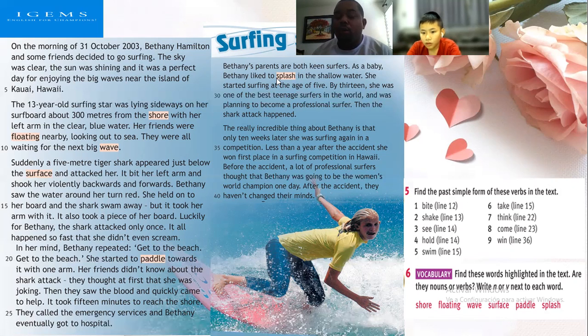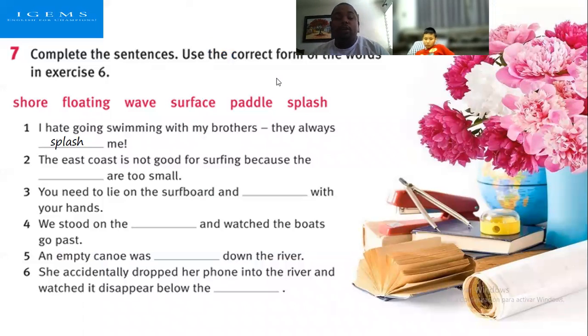What about floating? Is this a verb or a noun? Okay. What about wave? Is this a verb or a noun? Verb. What about this? Noun or verb? Verb. Okay, surface. Is it a noun or a verb? Verb. Paddle. Verb. Okay, surface is a noun. Okay, paddle. What about paddle? Verb. A splash. A splash is a noun, but it's also a verb, right? Let me splash the water, right? It's both.